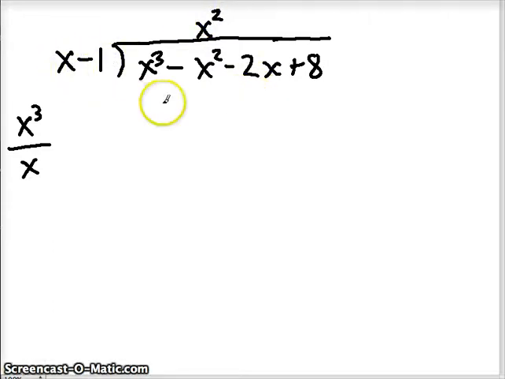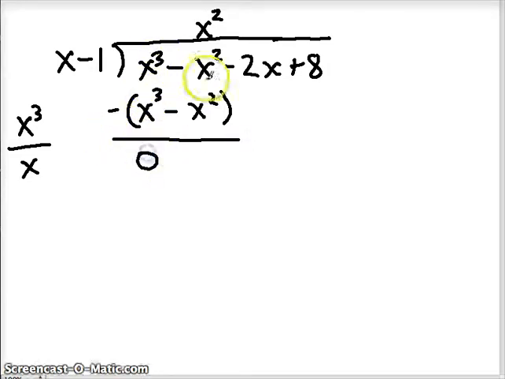We then multiply and subtract. So x squared times x is x to the third. Negative 1 times x squared is negative x squared. So we're subtracting that, so make sure you distribute. This ends up being positive now, right? So x to the third minus x to the third would be 0. Negative x squared plus x squared, well, that would be 0 as well. And so we drop it down. The next number is negative 2x.